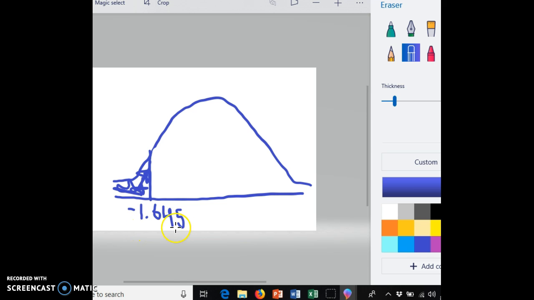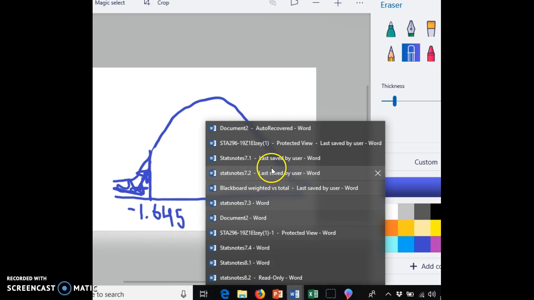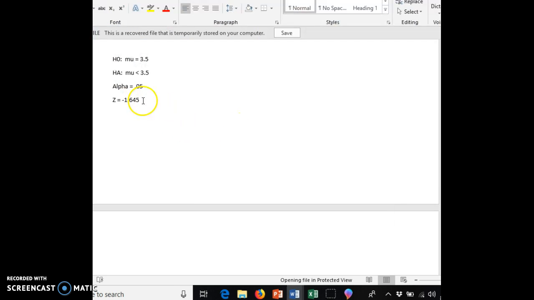Our negative 1.645 is called our critical value, and so anything to the left of that critical value rejects the null hypothesis. So let's go back to our situation. We got our critical value, and I'm going to label it here, because you're going to have questions that ask you for that critical value. Now we need to get our test statistic. To get our test statistic, we have a different computation, but it's a computation that we've seen before.